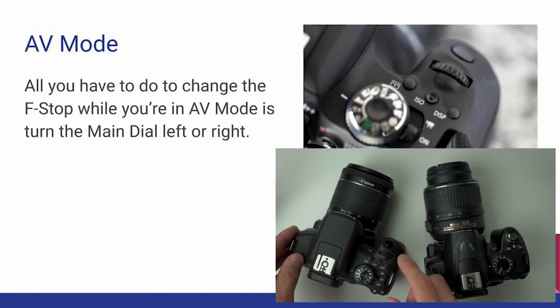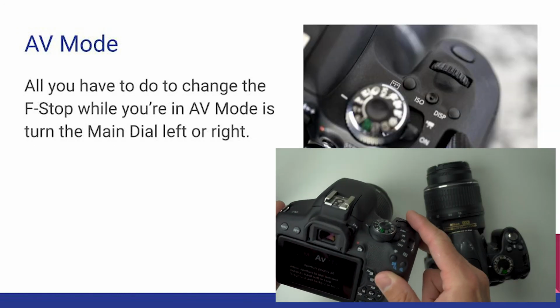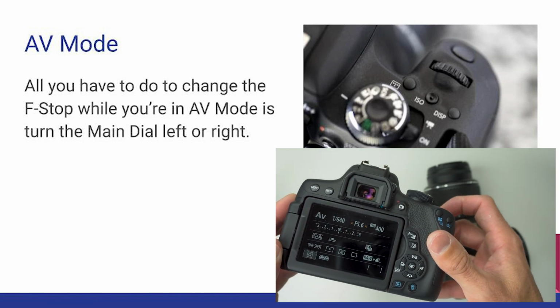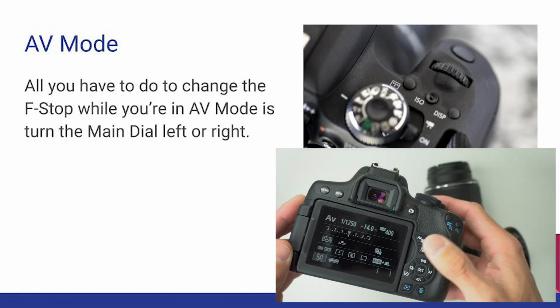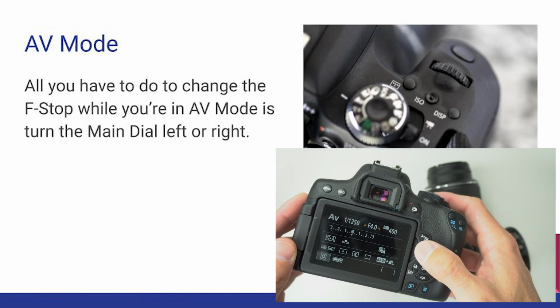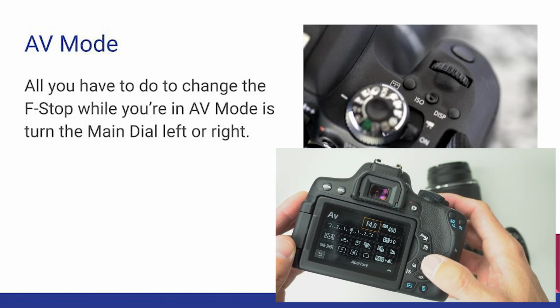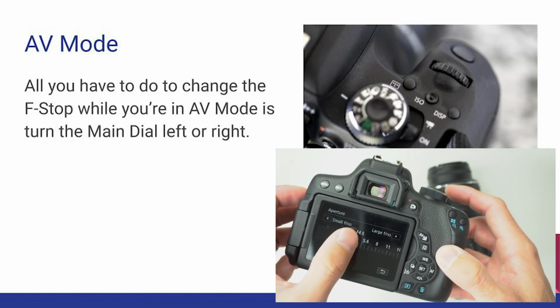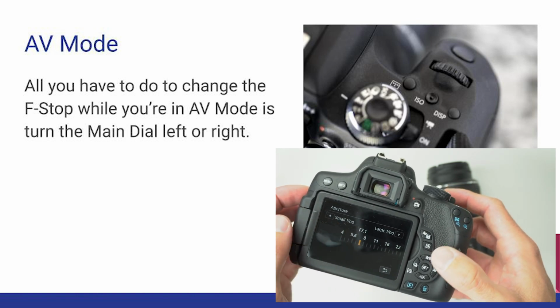AV mode. All you have to do to change the f-stop when you're in AV mode is turn the main dial left or right. You should see the f-stop move up and down. If you have a touchscreen, you can hit the Q and then move it up and down. The lenses on our classroom cameras will have a range of f4 to f22, but each lens will be different.